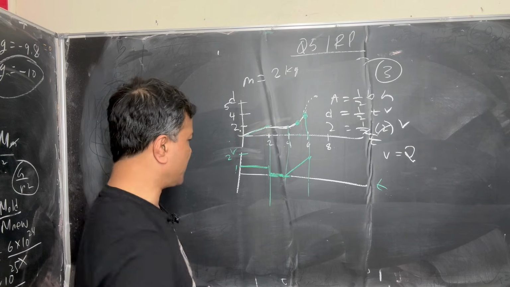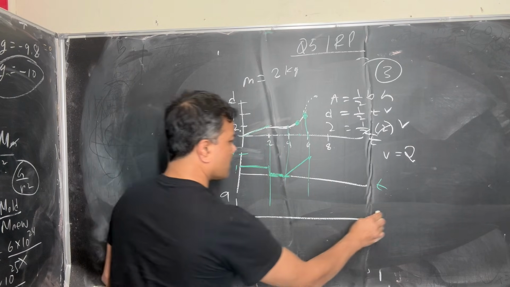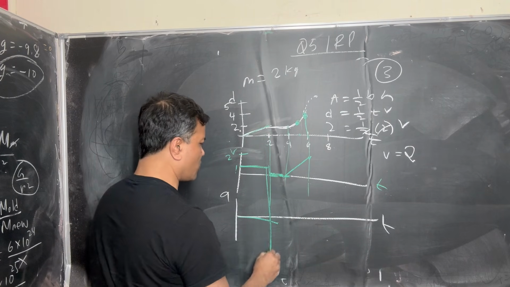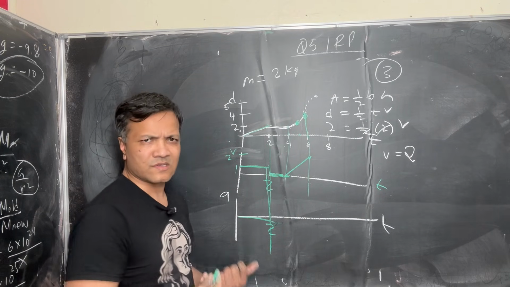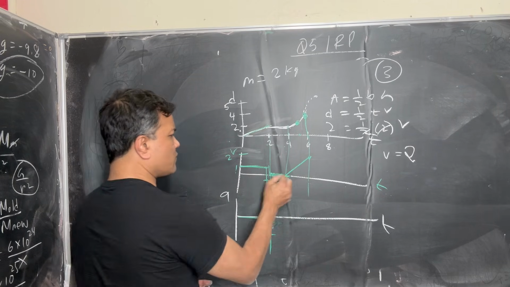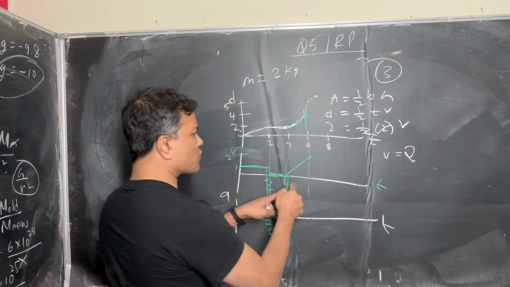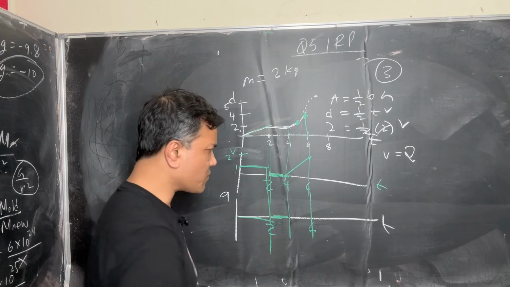Now we're going to convert it to the AT graph. What we discover by converting it to the AT graph is that the slope of this one is 0. So from 0 to 2 seconds the slope is 0. From 2 to 4 seconds the slope is also 0. But from 4 to 6 seconds, the slope is not 0. Let's see what the slope is.